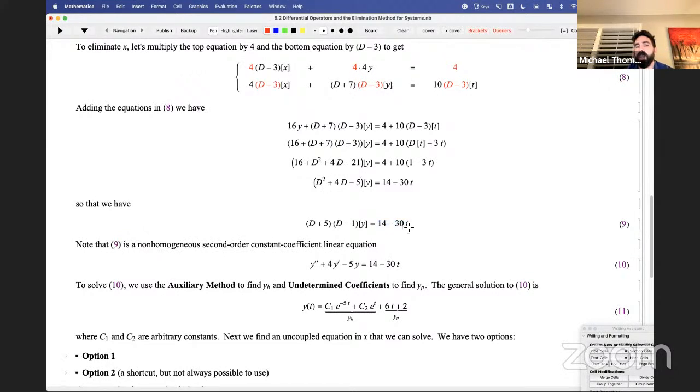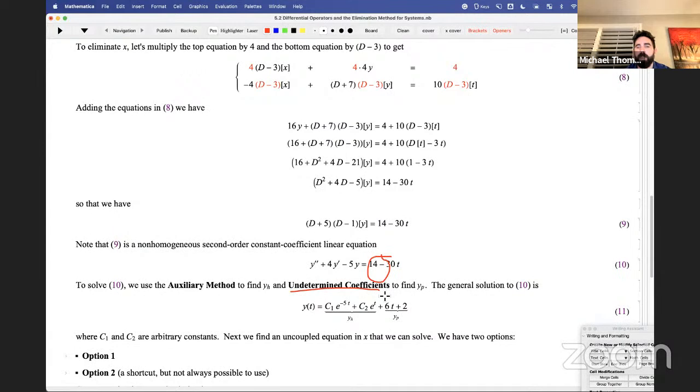To find YH, you set this equal to 0, and we'll write down the corresponding auxiliary equation, go through, find those roots, exponentiate them, and add them together. And then we'd also want to find YP as well. What method should we use? Oh, I wrote it down. You're going to use undetermined coefficients to find YP.